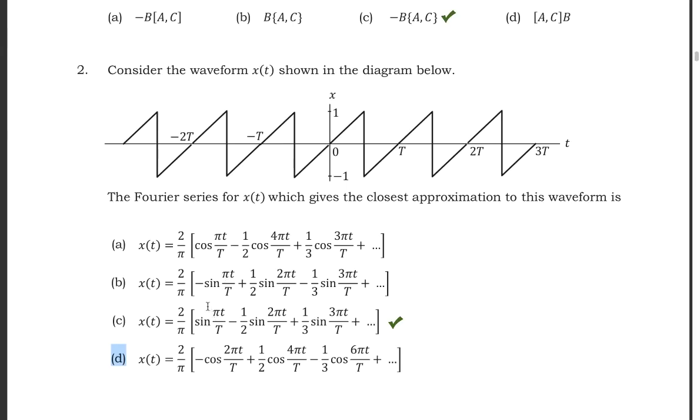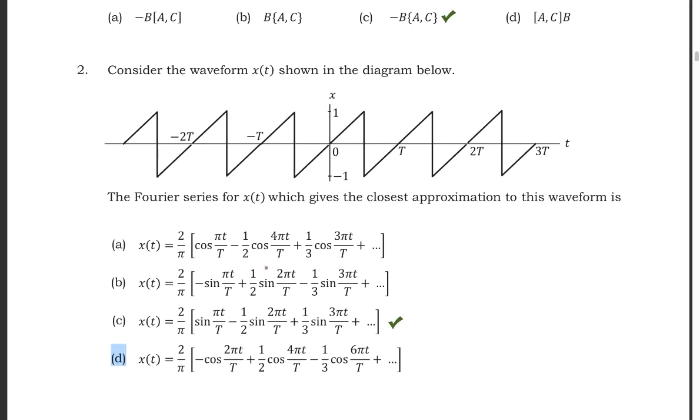Now to find out which is the correct answer between B and C, what we can do is find the value of the function at, say, t by 2, and when we put t by 2, the value should be equal to 1. Now clearly for this one at t by 2, the value of x is negative, while for this one we get plus 1 if we substitute here.